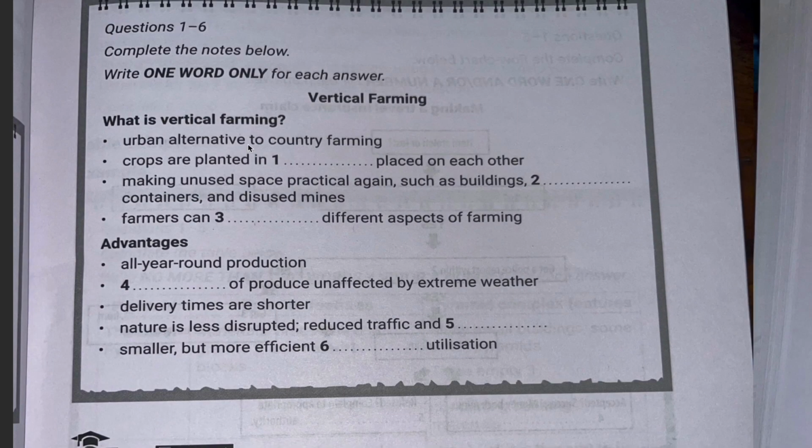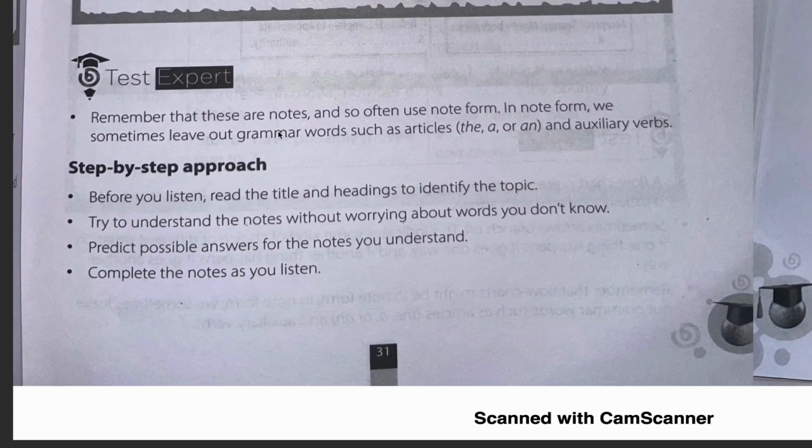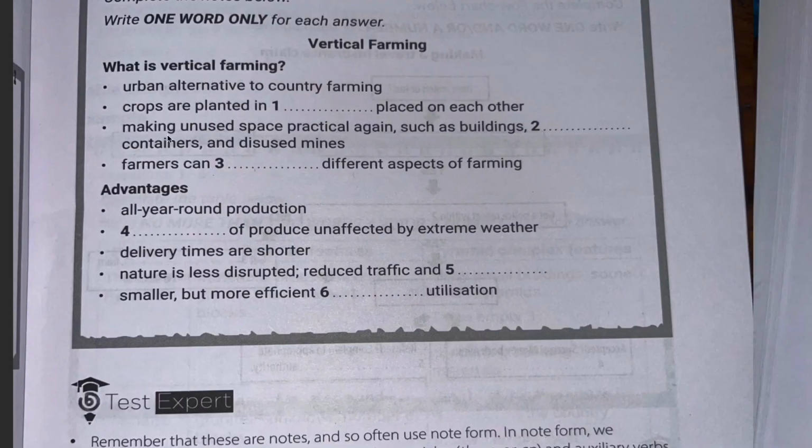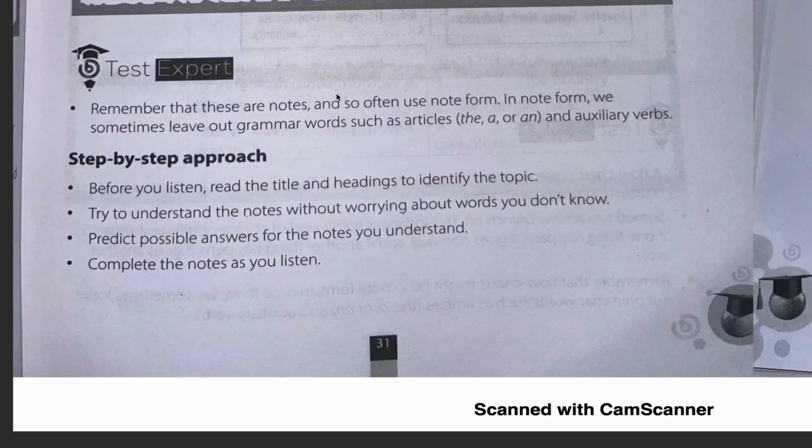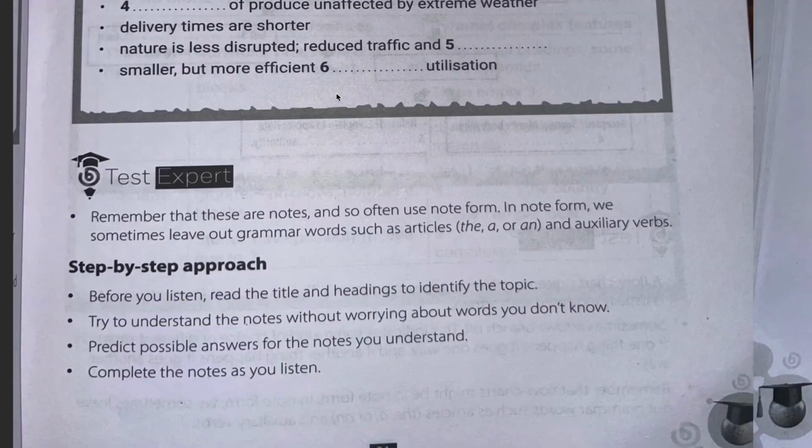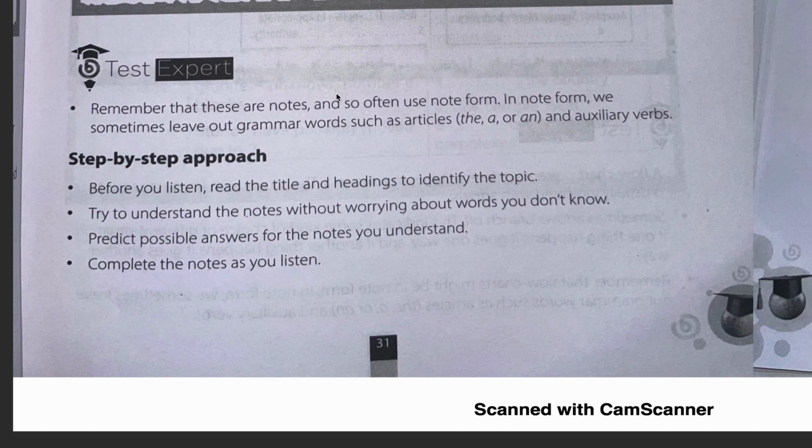Vertical farming, urban alternative to country farming. Crops are planted in dash placed on each other. So you just have to fill all these. Remember that these are notes and so often use note form. In note form, we sometimes leave out grammar words such as articles and auxiliary verbs. So if you think of this, urban alternative to country farming, that's the point, right? They didn't write that it is an urban alternative to country farming. So you are basically making things into a crisp format. That's what notes really are.